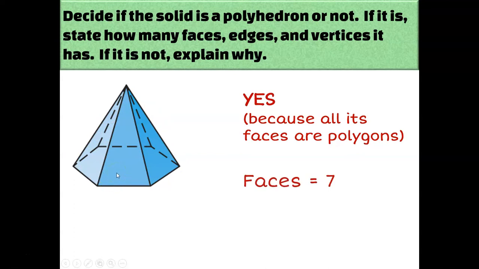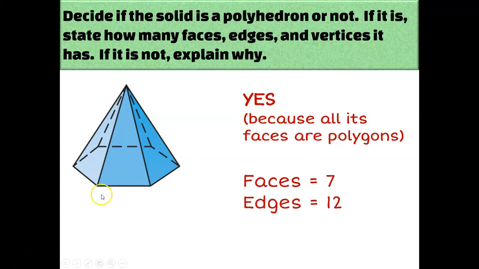Now let's count the edges. There are 6 edges on the hexagonal base, because hexagons have 6 sides. And then from each edge on the base, there's a triangle that comes up out of it. So counting the number of edges I see on those triangles, I see 1, 2, 3, 4, 5, 6 edges. So I have 6 and 6 for a total of 12 edges.